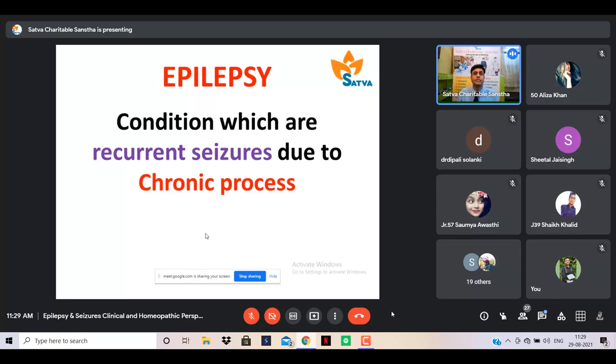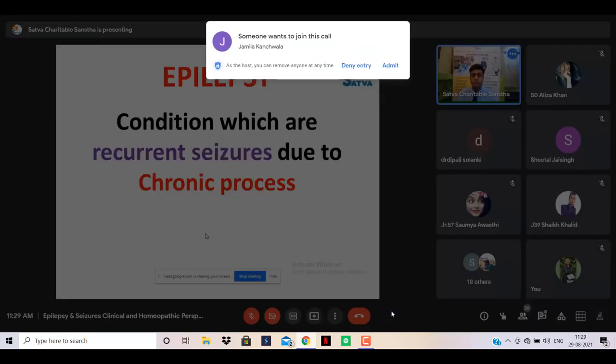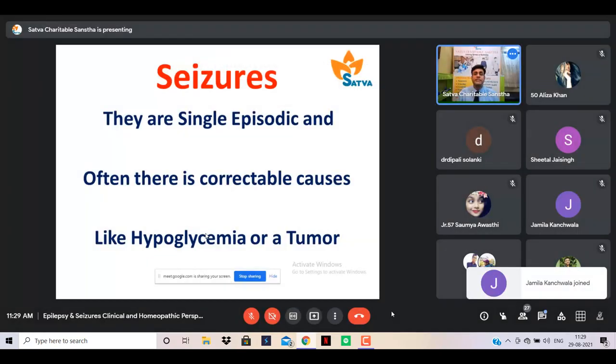Now, this is a take-home message. If you want to label someone as suffering from epilepsy, we have to see to it that all the investigations have been done, whether there is imaging which needs to be done or blood investigation which needs to be done, because other causes of the disease have to be ruled out. So seizures, if you understand, are usually single episodic, and there is always a definite correctable cause present in cases of seizure, which we need to understand.